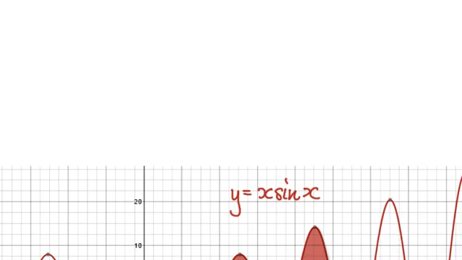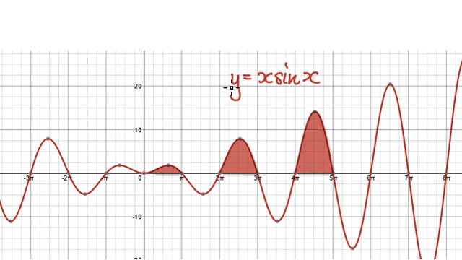Okay, let's give you guys some more practice. Here we've got a graph of y equals x sine of x. Work out the area of this hump here. Work out the area from 0 to pi, and then on a separate occasion work out the area of this hump from 2 pi to 3 pi, and then on a separate occasion work out the area of this hump from 4 pi to 5 pi. So 3 questions. Press pause and have a go.